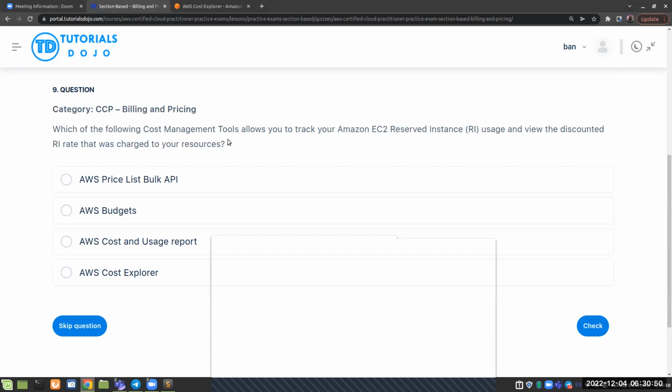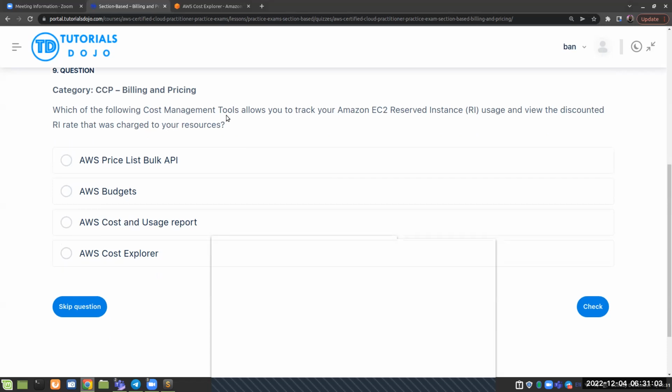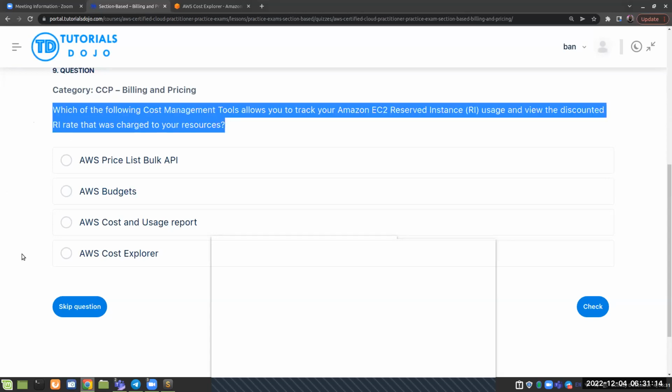All right. So the next question is for you, Kinyui. Which of the following cost management tools allows you to track your Amazon EC2 reserve instance usage and view the discounted RI rate that was charged to your resources? So which of the following cost management tools allows you to track your Amazon EC2 reserve instance usage and view the discounted RI rate that was charged to your resources? Okay, AWS cost and usage report.